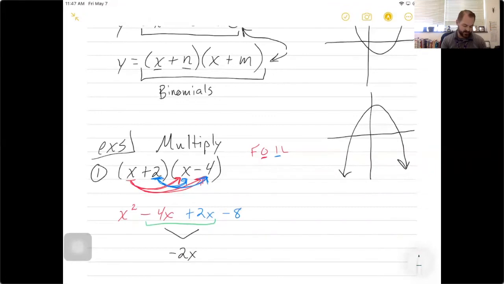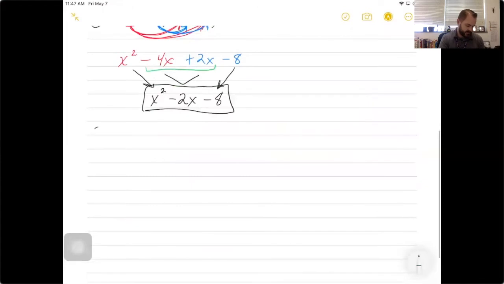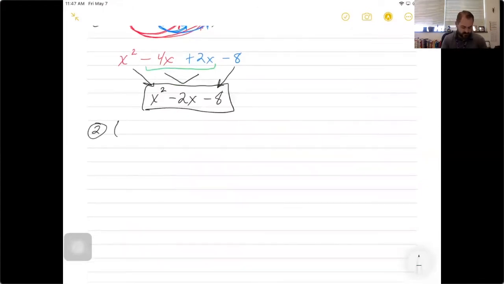And then I just bring everything else down. So the first term is x squared, the last term here is minus 8. And that would be my final answer for multiplying those binomials. Okay, so we're going to practice some more of that. Okay, another example. We'll take our first parentheses as 3x plus 4, our second parentheses as x plus 2.